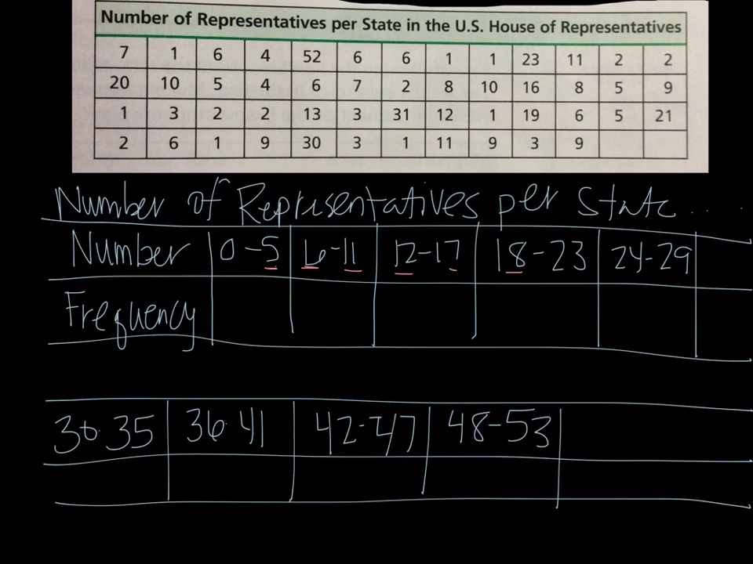Okay, now we just have to go through and say, well, how many numbers are between 0 and 5 up here? I have 1, 2, 3, 4, 5, 6. 5 counts. 7, 8, 9, 10, 11, 12, 13, 14, 15, 16, 17, 18, 19, 20, 21, 22. So when I went through, I got 22. So then I would write 22 as the frequency of number of representatives per state in the United States House of Representatives, there are 22.